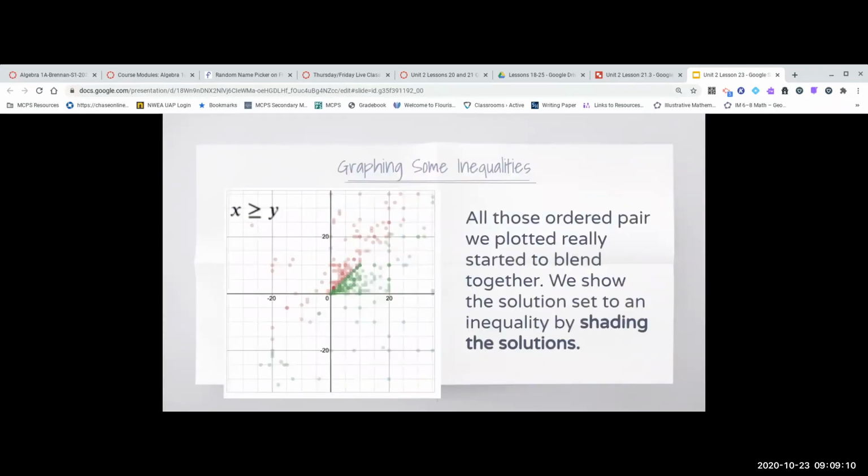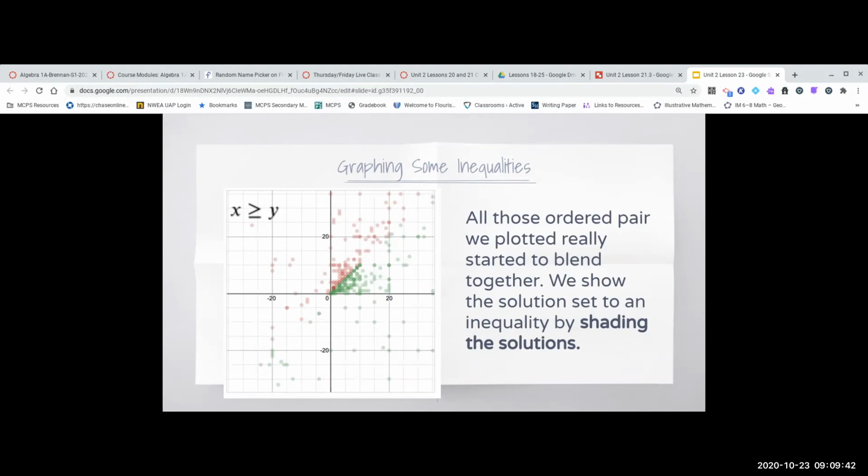And we ended up with this interesting looking thing when we overlaid everyone's responses right on top of each other, where we no longer really have these individual points in some areas. We have them all sort of blending together. And this is kind of where we ended class. We talked about how all these ordered pairs are solutions, and we're going to show the solution set to an inequality by shading in that whole area of the graph that shows solutions.